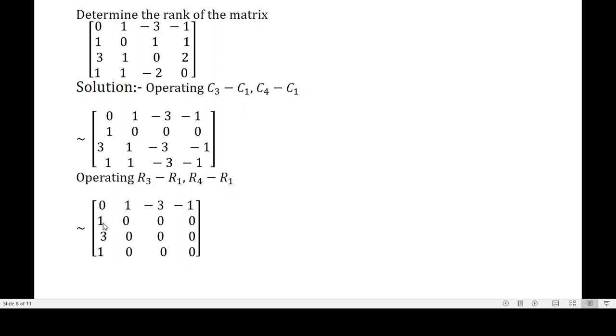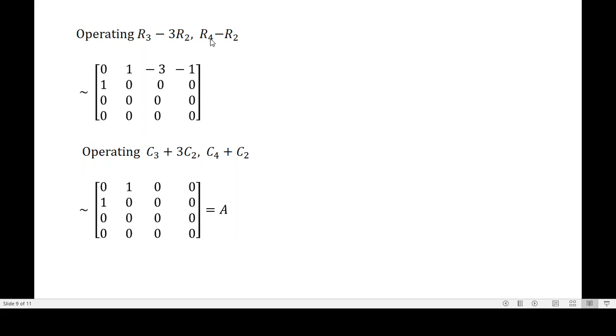So multiply R2 by 3 and subtract it from R3. So this element is 0. And the next operation is R4 minus R2. When we do R4 minus R2, this element becomes 0. Therefore, the next set of operations are R3 minus 3R2 and R4 minus R2. So we got two rows of 0. And the first row elements remain the same, second row elements also remain the same.